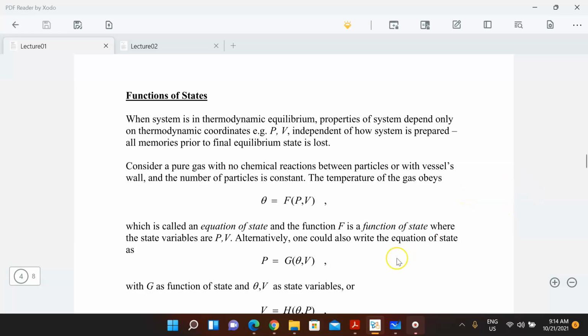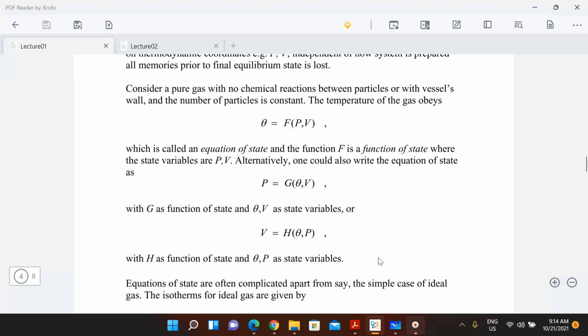In other words, over here one could write theta and V to be your independent state variables, and then P will be your dependent state variable. Similarly, you can convert it for the case where V is your dependent state variable. Of course, all these functions will then be different.